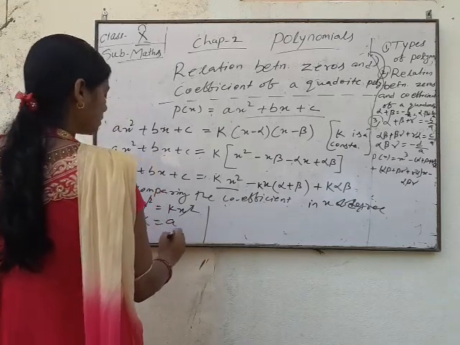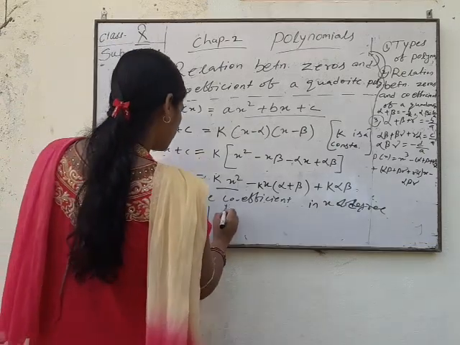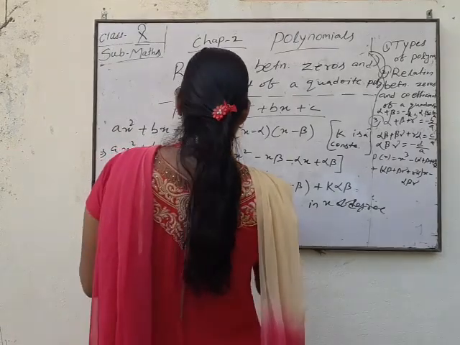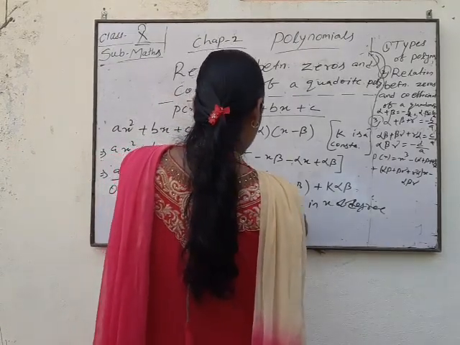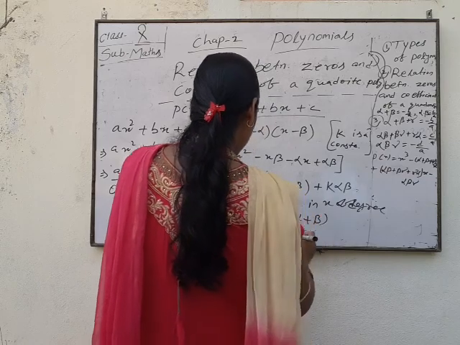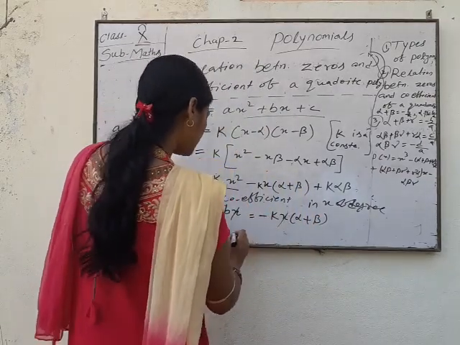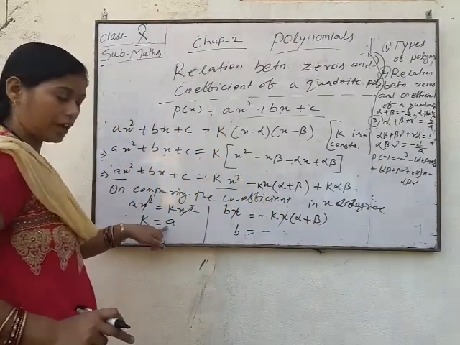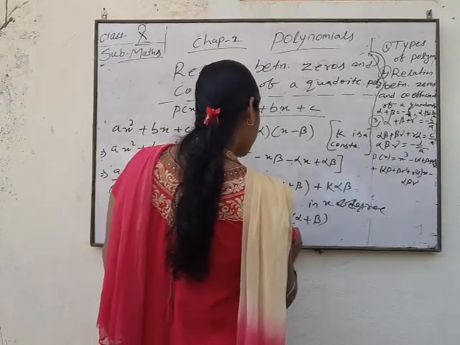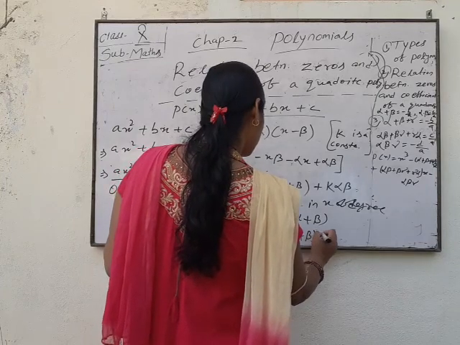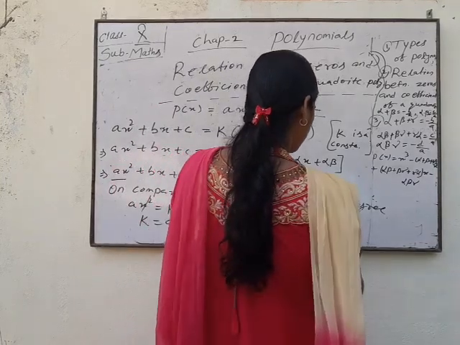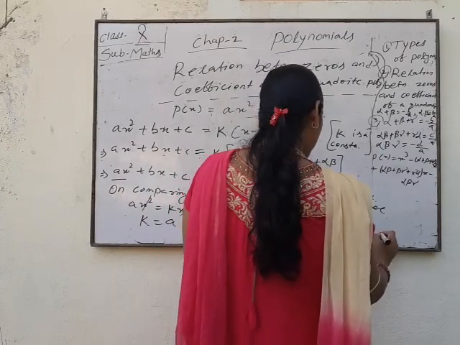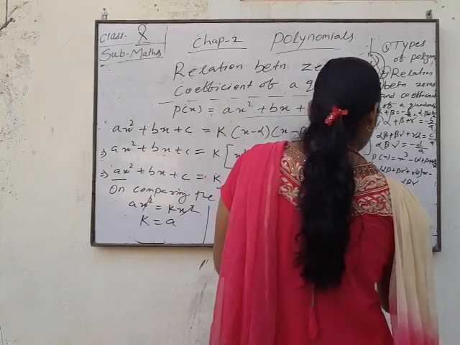The same way, bx equals minus kx into (alpha plus beta), and the x's cancel, so b equals minus k into (alpha plus beta). Here the value of k is a. Now put a here: alpha plus beta is equal to minus b by a.